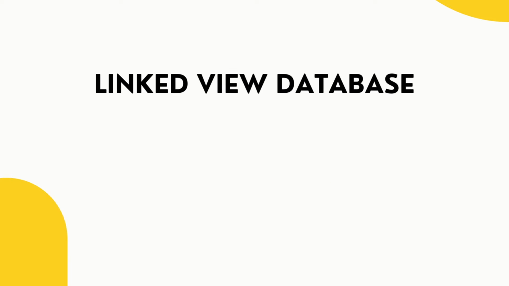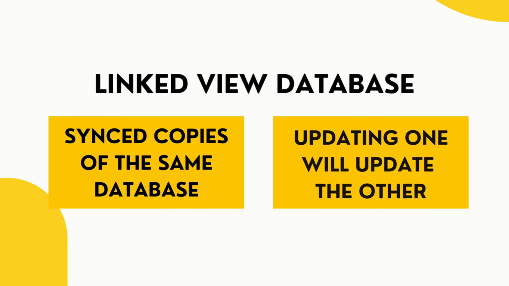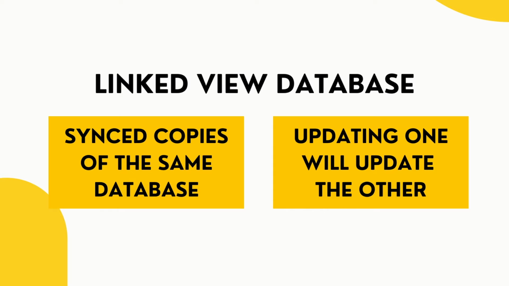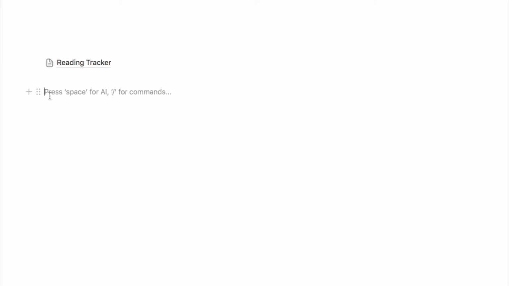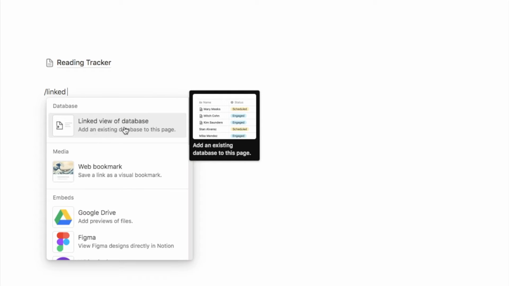So linked databases are essentially synced copies of the same database. So if you update the data in one, it will also update on the other. So here's how to set one up. So say I want to add that reading tracker database onto this page, I can type in /linked view and select this linked view of database block.